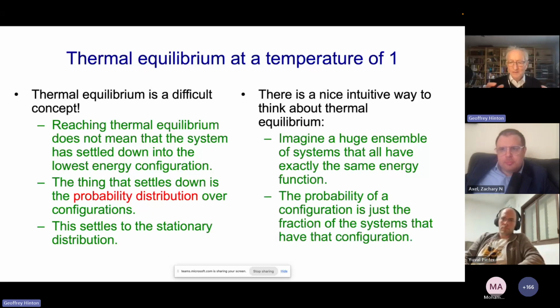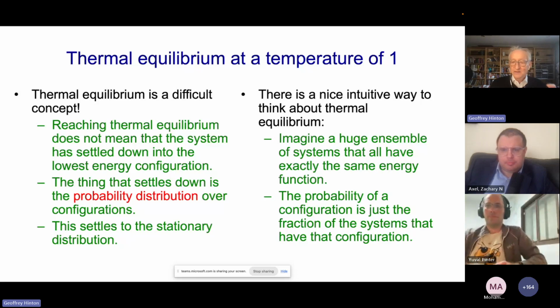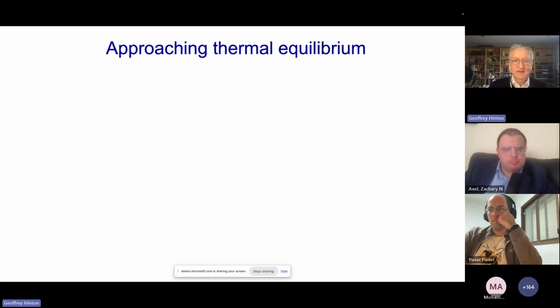So you could think of the probability of a configuration as the fraction of this huge ensemble that's in that one state. And what will happen at thermal equilibrium is things in that state will flip to other states, but things in other states will flip to that state. And those two, the loss from that state and the gain to that state, will balance out. That's called detailed balance. So the fraction of the systems in a particular configuration will be stable. It won't change anymore, even though you're updating the units in all the configurations. That's thermal equilibrium. I'll give you one more attempt to explain thermal equilibrium.